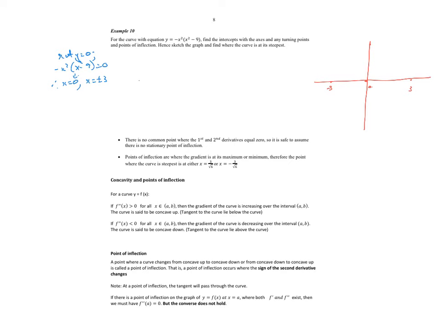Let's work out, probably change the colour up, let's go for dy dx. So if we actually work out the function, it's probably easier. Negative x to the 4 plus 9x squared. So dy dx is going to be negative 4x cubed plus 18x. So we'll take out maybe a negative 2x out the front. Gives me x squared minus 9.